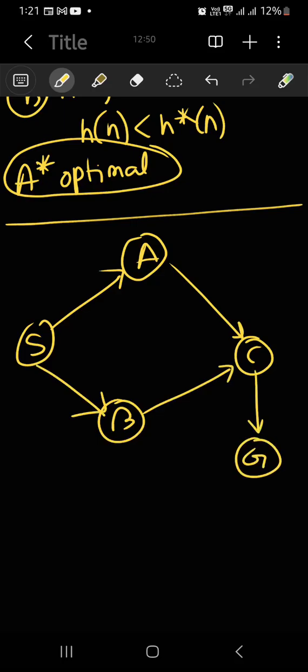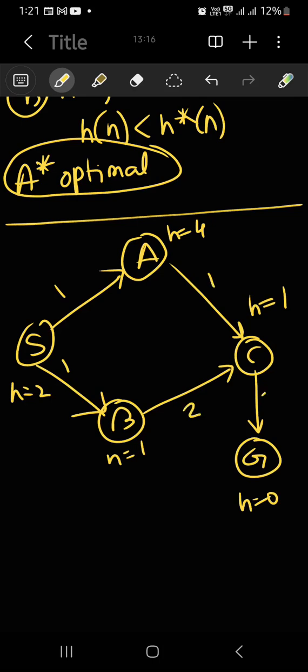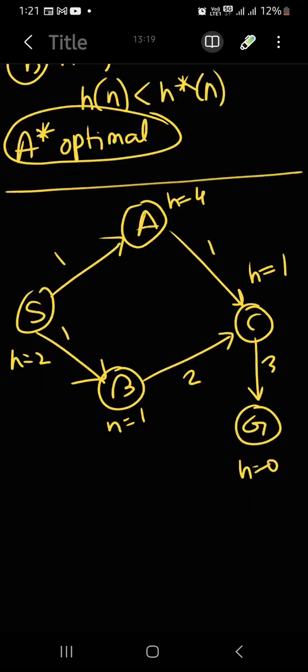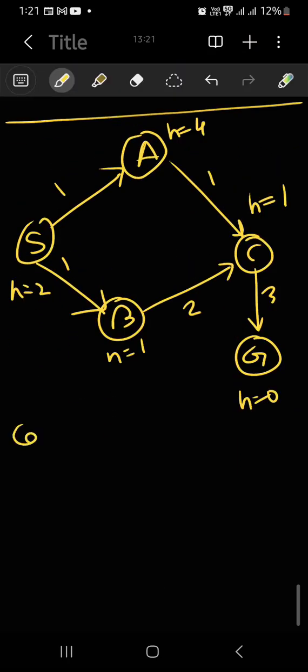Fine. Now see, the heuristic value, the estimated value, is 2 from source state to the goal state. Here it is h equal to 4, here it is h equal to 1, here it is h equal to, I think, 1, and here the estimated cost is 0. Now let's see what the actual costs are. So 1, 1, then 1, 2, and finally 3. Now we have to know whether this graph is following consistency or not. So this is our goal. So see whether it is following consistency or not.